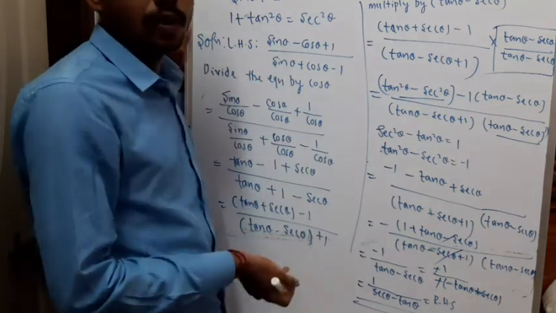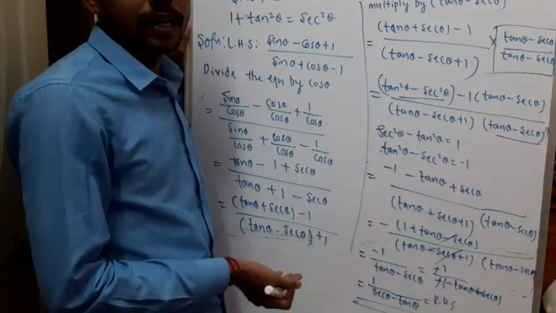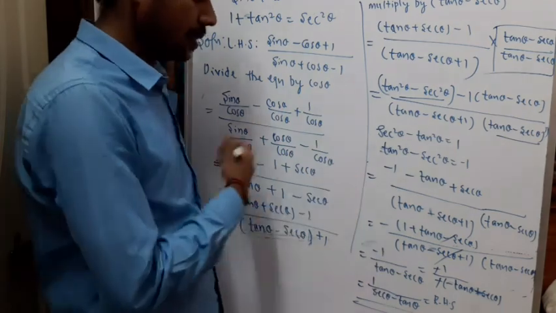In the next class we'll go through exercise 8.4, so that will conclude the trigonometry chapter. Okay, so please go through this. Thank you.